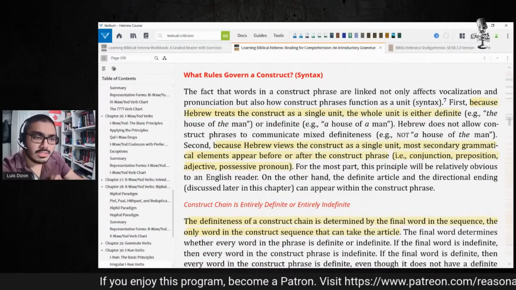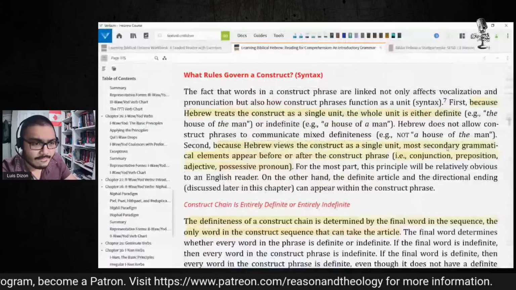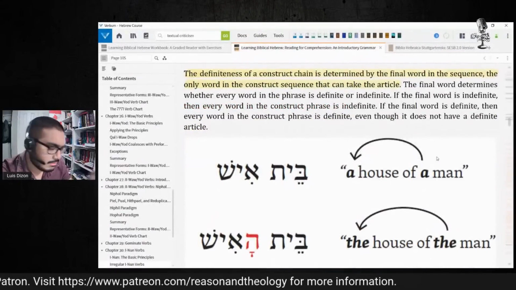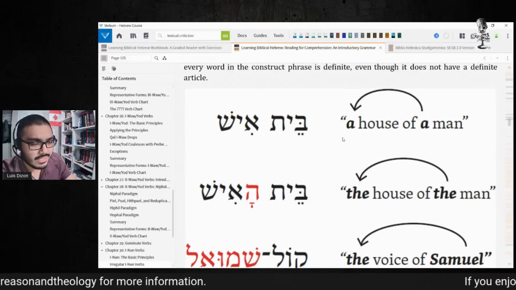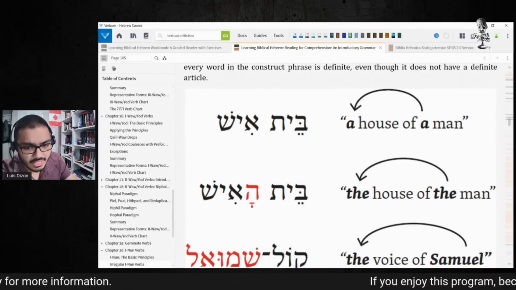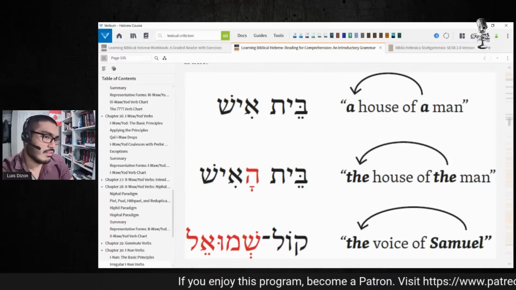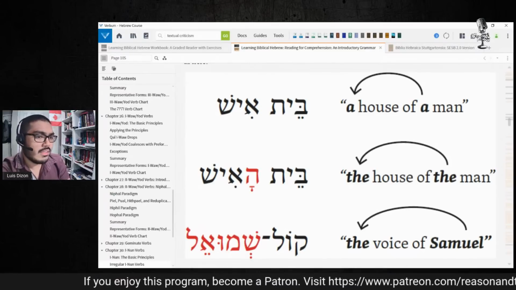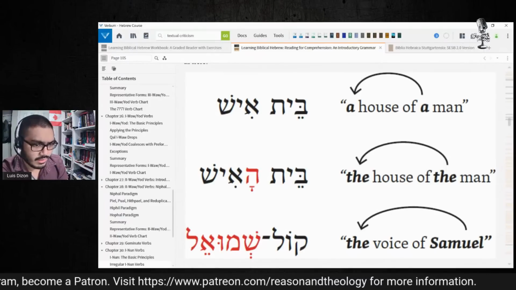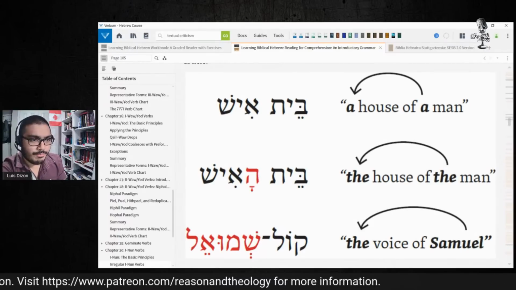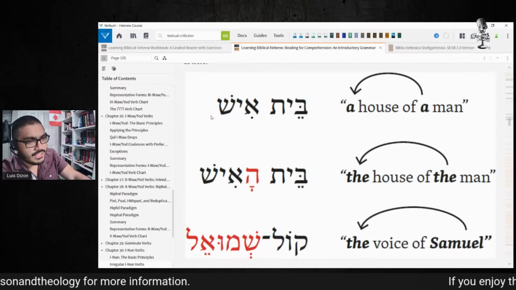So some of the other rules that govern construct words. When it comes to definiteness, it's only ever the last word in a construct chain that is considered definite. So you would never attach the definite article to any noun that's part of a construct other than the last one. So here are some examples. Beit ish.